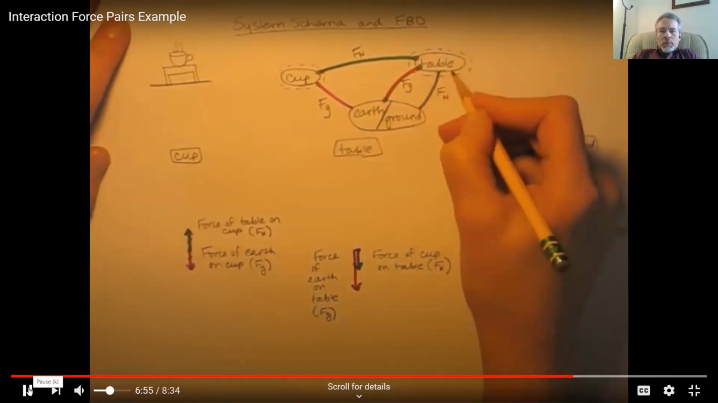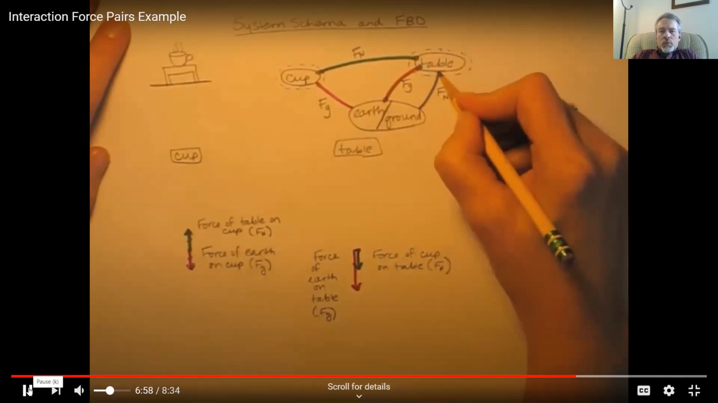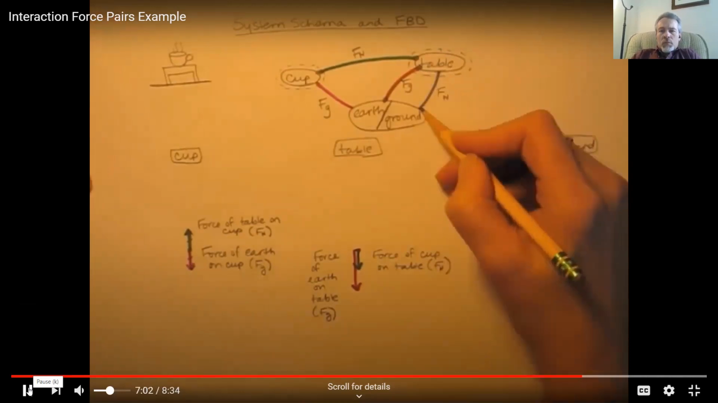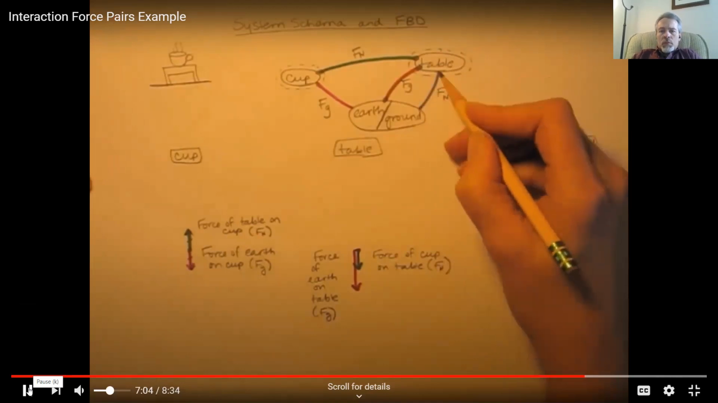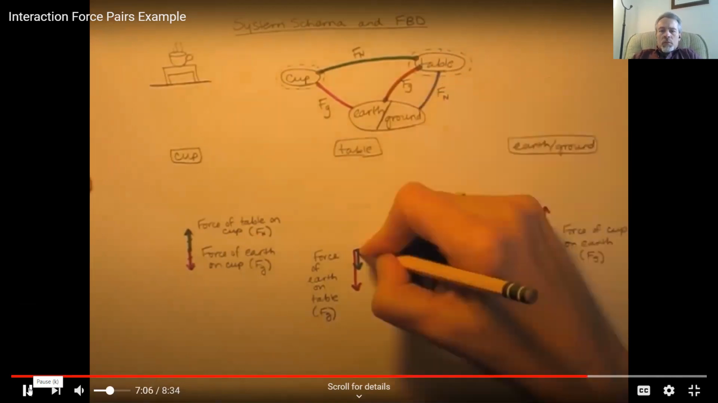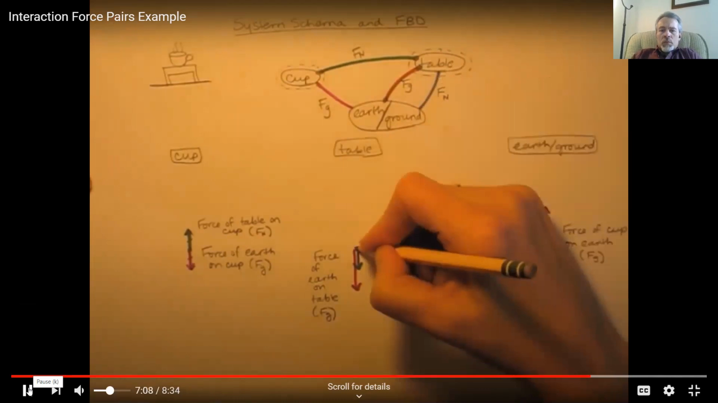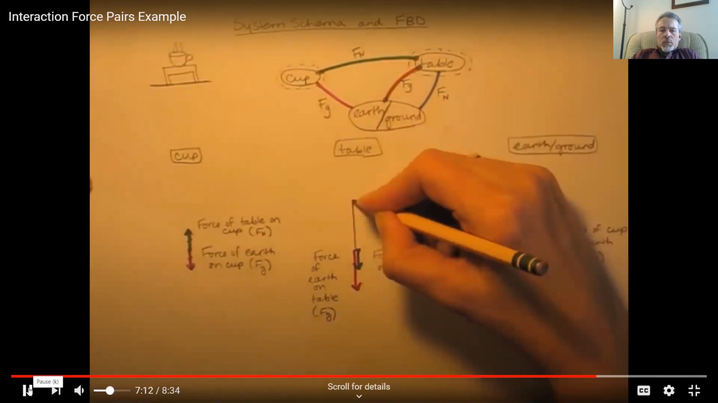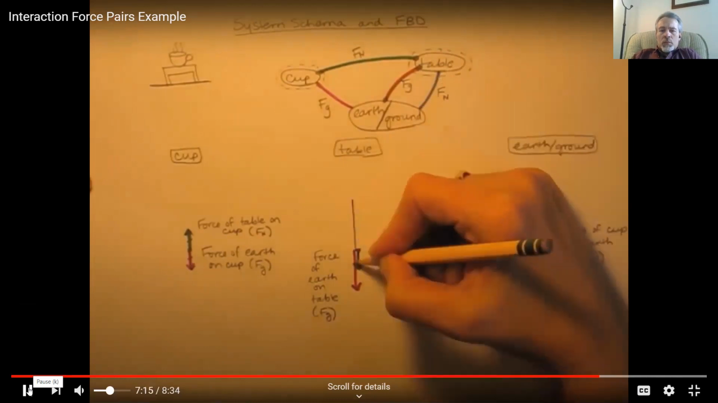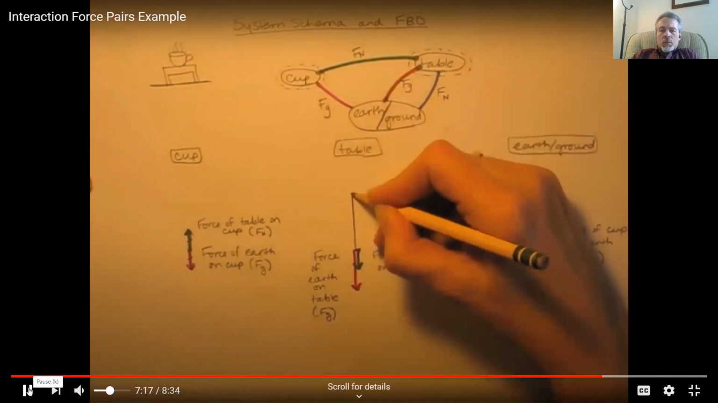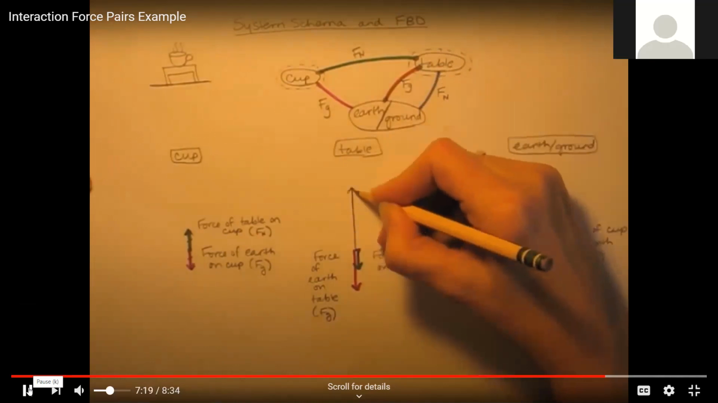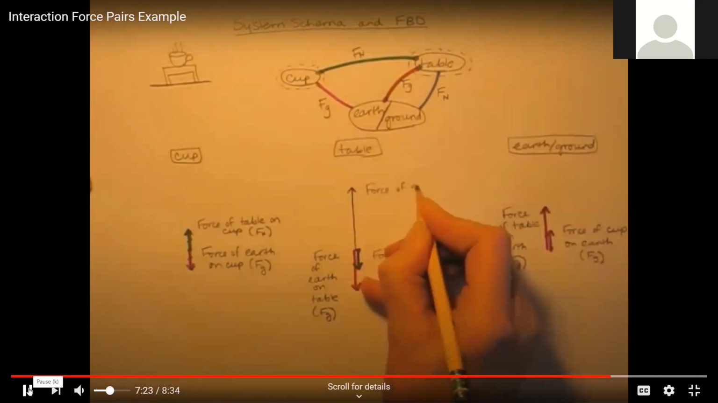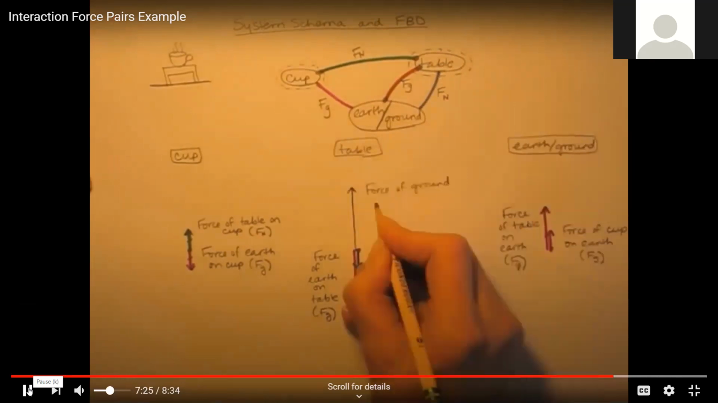And on the table, we have one more force. That's an interaction between the table and the ground. So it's a normal force. The ground is pushing upward on the table. So how much does the ground push upward on the table? Well, it has to balance the downward forces. So it's going to be equal in length to this one plus this one. So about that long. And that is the force of the ground on the table.